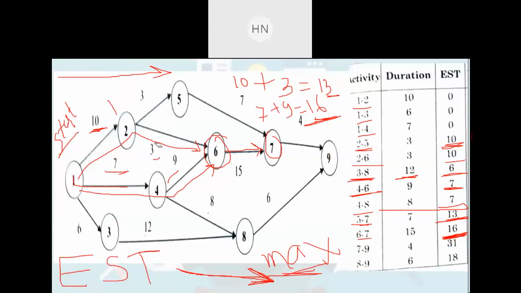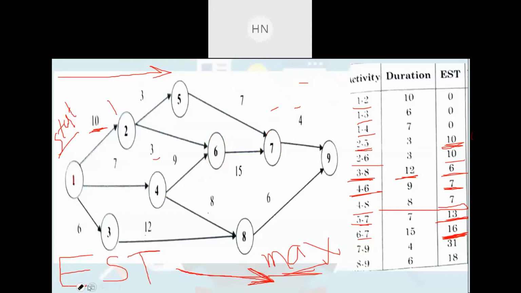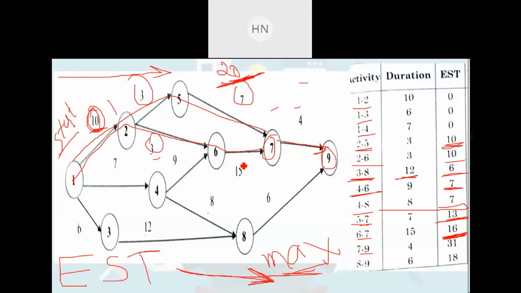After that, the activity that is remaining is 7 to 9. So for 7 to 9, here this is 7 to 9, right? Now for this which options do we have? First option is this way, 1 2 5 7, that is 10 plus 3 plus 7, that will be 20. This is the first option, that is 20. After that the second option is 1 2 6 7, so in that 10 plus 3 plus 15, that is 28.